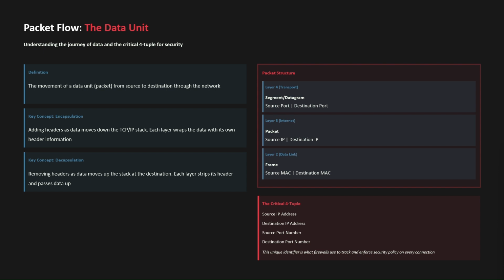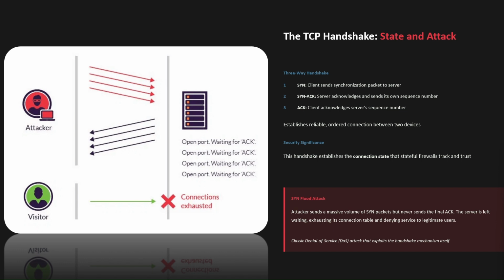A perfect example of critical packet flow is the TCP three-way handshake. This is the mechanism that establishes a reliable, ordered connection between two devices. It involves three packets: SYN, SYN-ACK, and ACK. From a security perspective, this handshake is vital because it's how a stateful firewall learns to trust a connection. The firewall tracks the state. Is the connection established, or is it just attempting to connect?